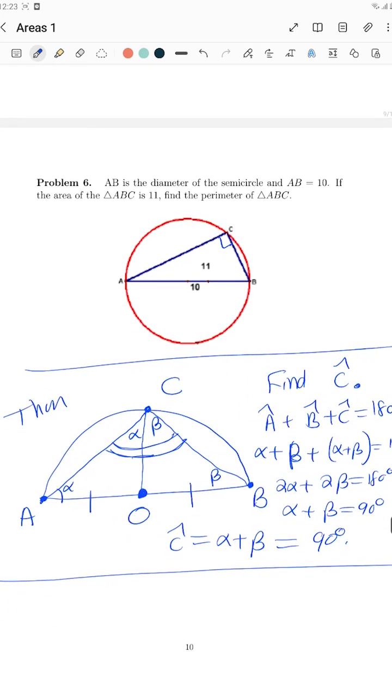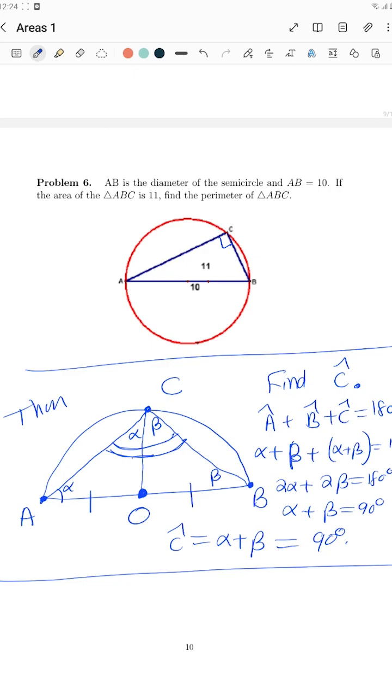All right, but now we're not done yet because now we need to do some more maths. Good. So our job is to find the perimeter of triangle ABC. But what information do we know? We know that the area is 11. We know that AB is 10. And we know that by this theorem, that angle C is 90 degrees. So we can also use the theorem of Pythagoras.